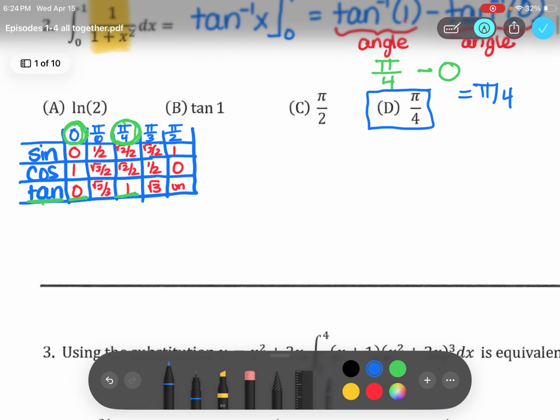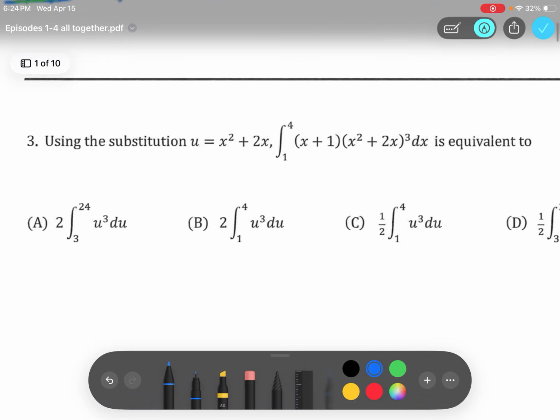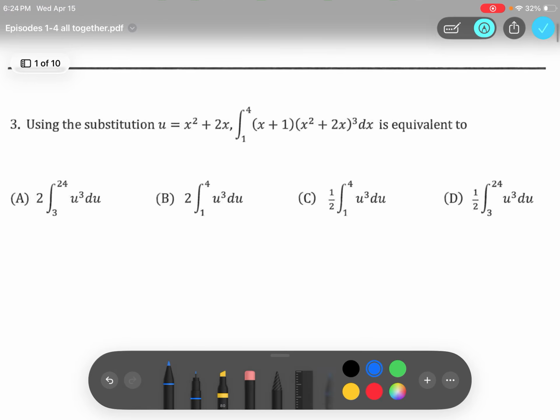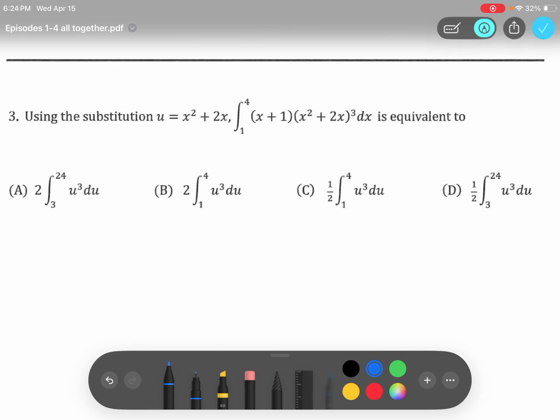Okay, let's keep moving. Number 3 looks like a U substitution problem. And it says using this substitution, and they tell us what U is, they want us to evaluate this integral. And if you glance through your answer choices, we don't have to finish the problem. We just have to get it into terms of U. So first thing I do for U sub is I find du, which is the derivative. The derivative of x squared is 2x plus 2. Remember when we do U sub, we put dx on the end.